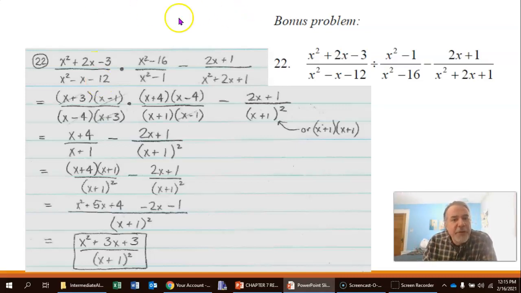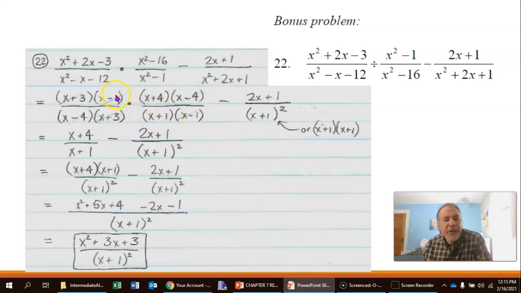Next, I factored everything in sight. The x squared plus 2x minus 3 factors into x plus 3 times x minus 1. That's what you would have to multiply out, x squared minus 1x plus 3x minus 3, to get x squared plus 2x minus 3. On the bottom, the x squared minus x minus 12 factors into x minus 4 times x plus 3. And difference of two squares here, this is x squared minus 4 squared, so it factors into x plus 4 times x minus 4. And the x squared minus the 1 squared factors into x plus 1 times x minus 1.